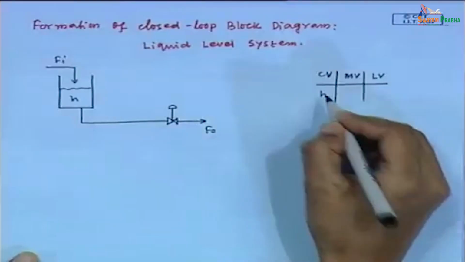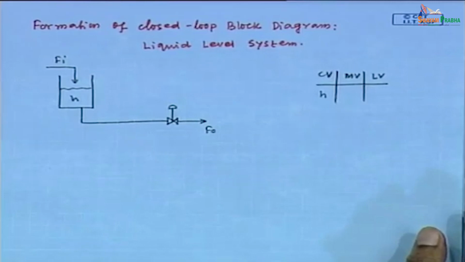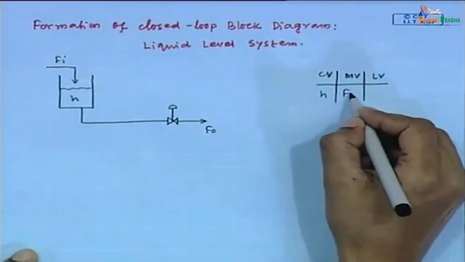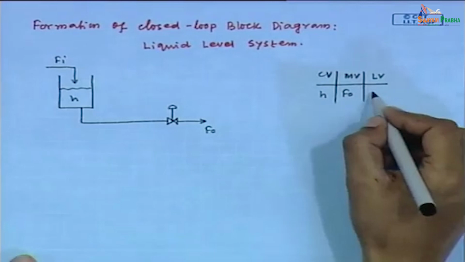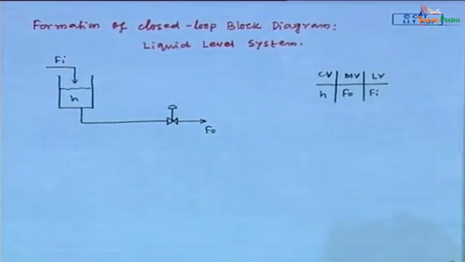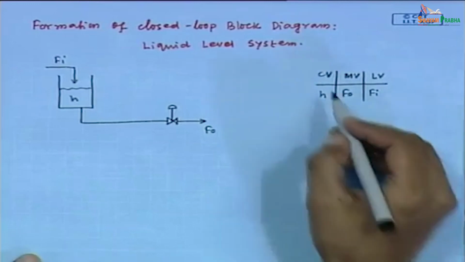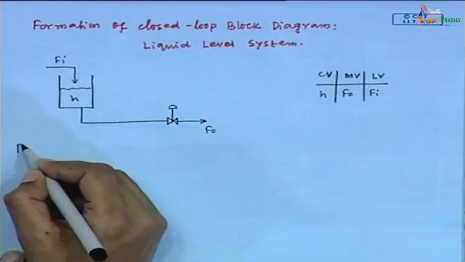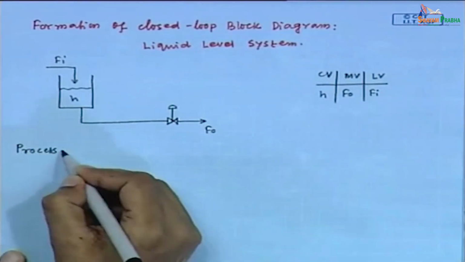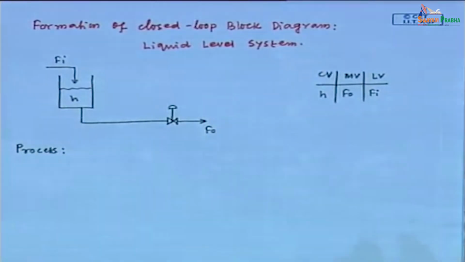Accordingly, height is the controlled variable. So, there are two options of manipulated variable. I mean, we can select either Fi or F naught. Suppose F naught is the manipulated variable, then what will be the load variable? Fi. If we consider F naught as the manipulated variable, then Fi will be the load variable. Now, we will consider the different elements. First we will consider the process.